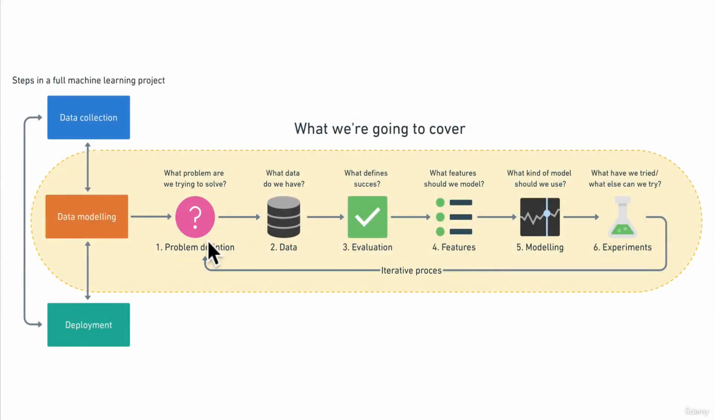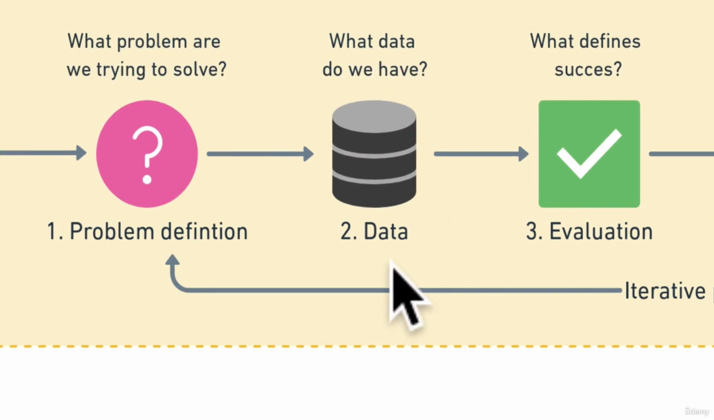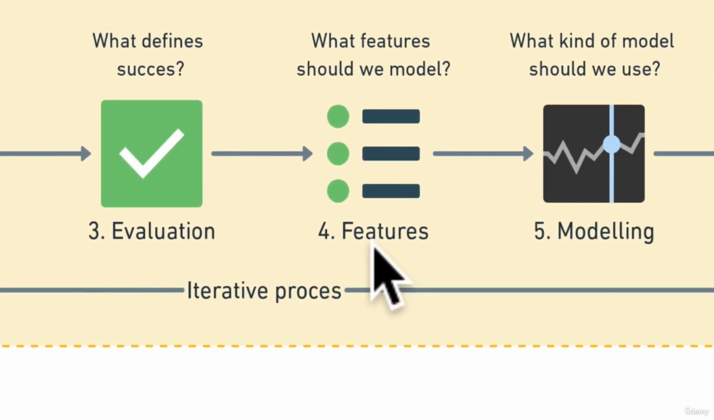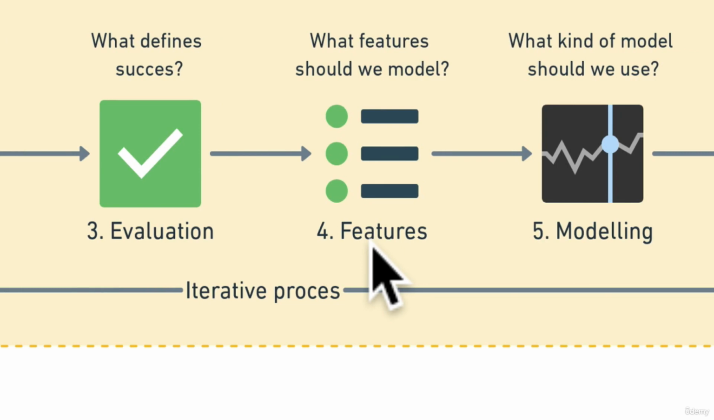Look at us go. We're moving through this framework at lightning pace. We've done problem definition, we've looked at data, we've decided on an evaluation metric, we've understood a few of the features we've got in our data. Now we're up to step 5, which is modeling.